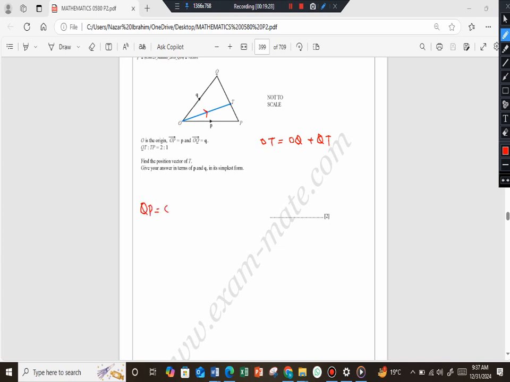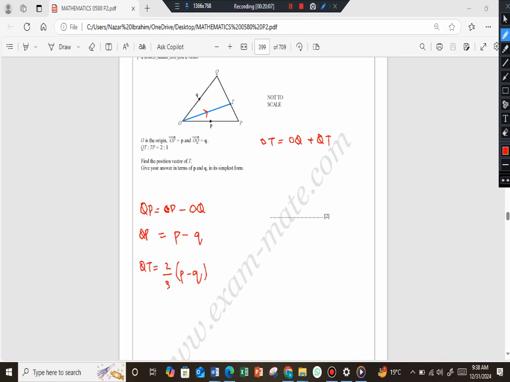So QP is equal to OP, the second vector first, the first vector last. OP is equal to P, OQ is equal to Q, right? There's QP. Now going forward, we have QT. So QT is equal to, what is the ratio? 1 upon, no, sorry, 2 upon 3. 2 is the ratio of QT, and the total ratio is 3. The whole is P minus Q. Right? QT is equal to 2 upon 3 (P minus Q).